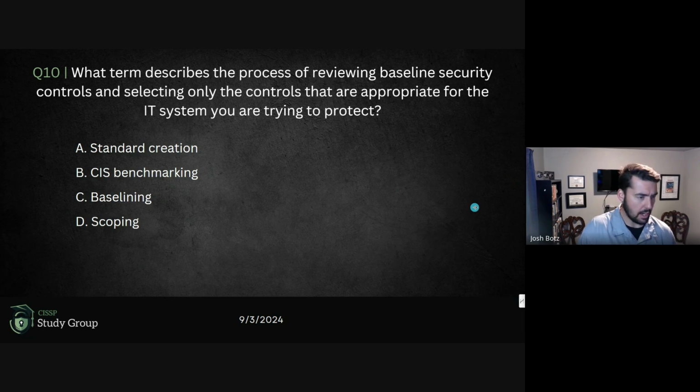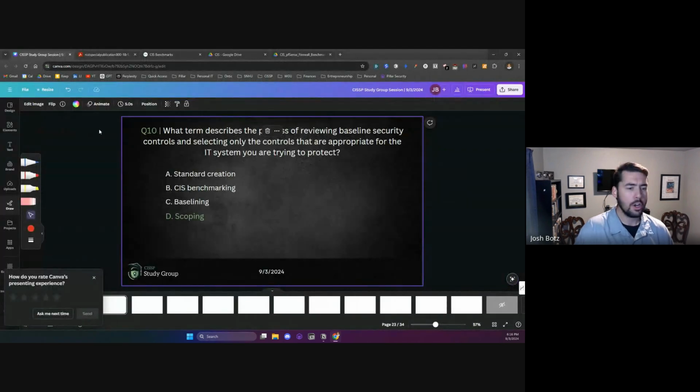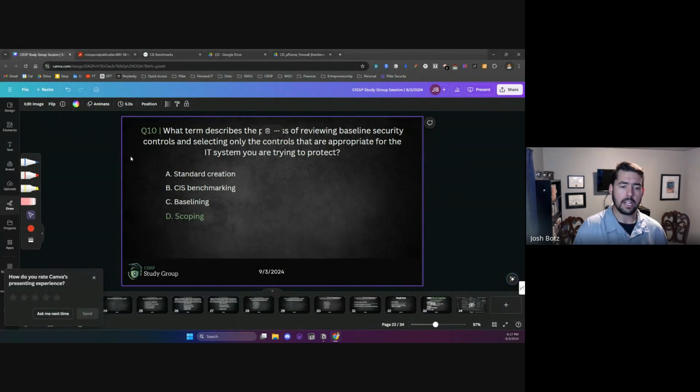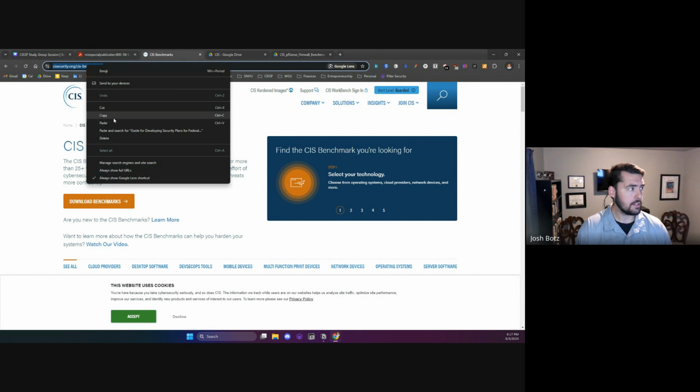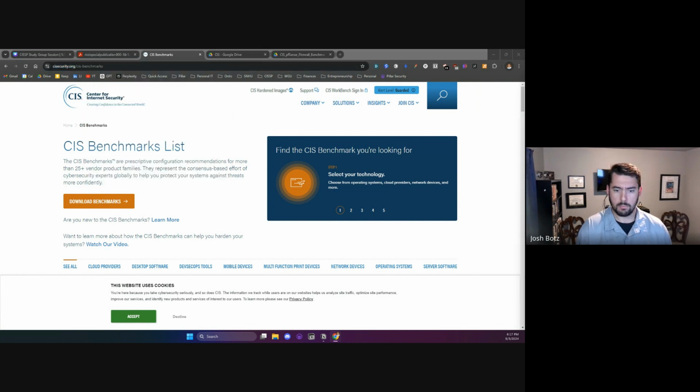CIS benchmarking, I do want to show you something on. Well, I guess I gave away the answer, but let me, CIS, Center for Internet Security. Many of you have probably used or seen this in your jobs, but it's just good to know about. So it's not relevant really to the CISSP, but I want to show it to you. CIS benchmarks, these are totally free. You can go and download them. I'll put this link in the chat, just if you're curious. Don't get distracted from studying by it though.